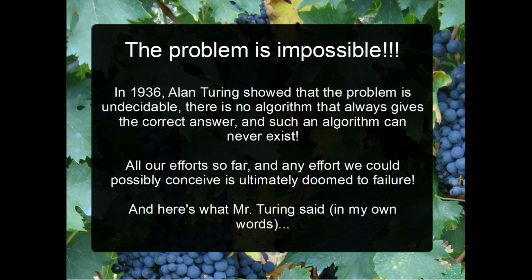Okay. In 1936, Mr. Alan Turing showed that the problem is undecidable. There is no algorithm that will always give the correct answer, and such an algorithm can never exist. All of our efforts so far, and any effort we could possibly conceive, is ultimately doomed to failure.